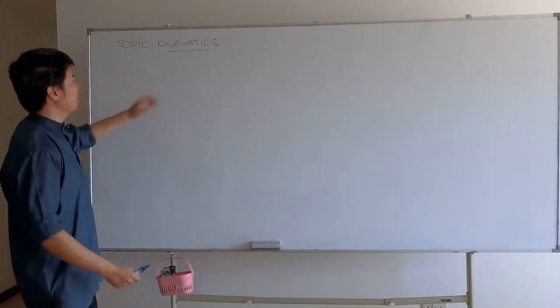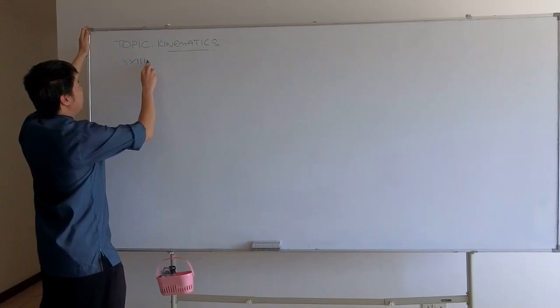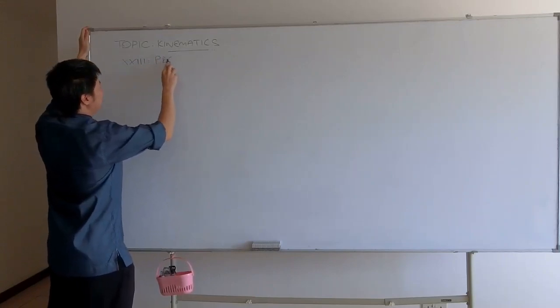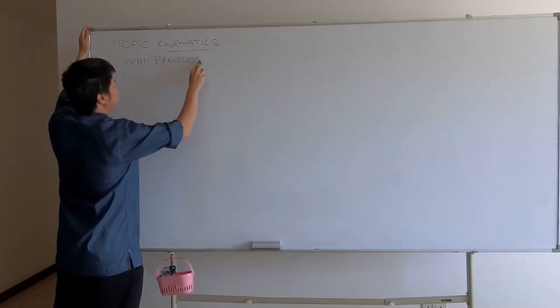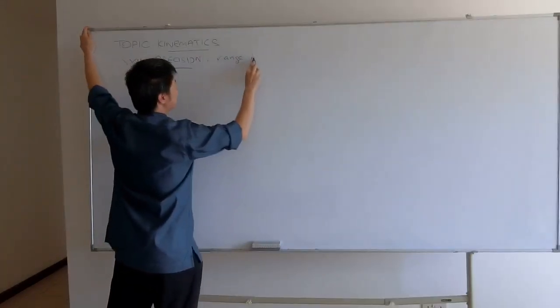Today we continue with the topic Kinematics. We're discussing definition 13, which is precision. So what's the definition of precision? It is range in measurements.